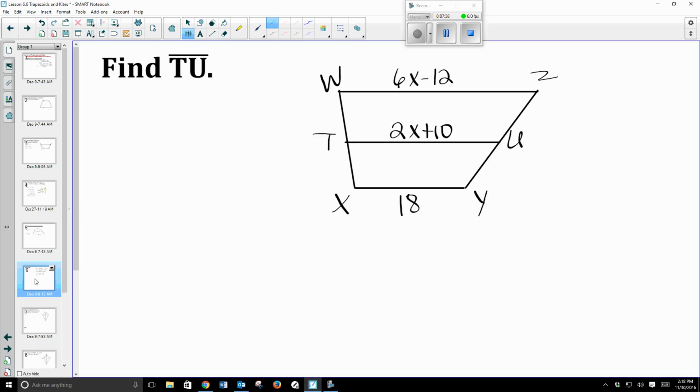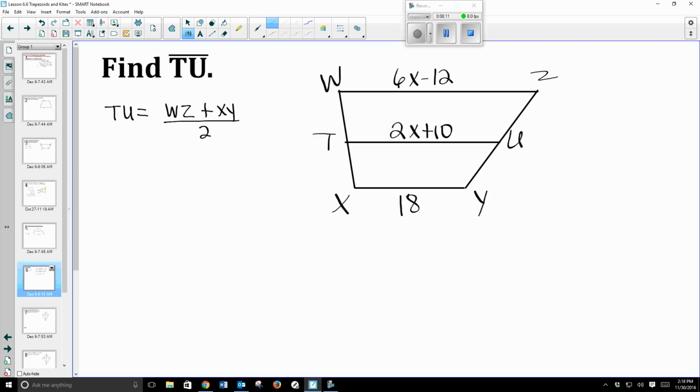We have 6x minus 12 for WZ. Well, that's not going to be as easy as finding the midpoint or the average of two numbers. You've got an expression for WZ, you have an expression for TW, so we'll have to set up an equation. So we know to find TU, we have to set it equal to something. It is equal to WZ plus XY divided by 2. Segment WZ plus segment XY divided by 2.